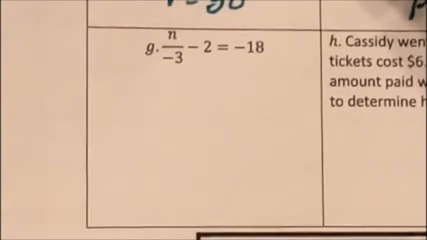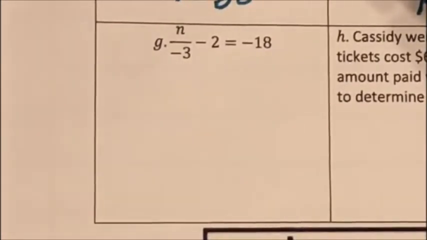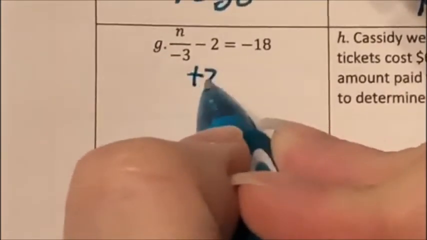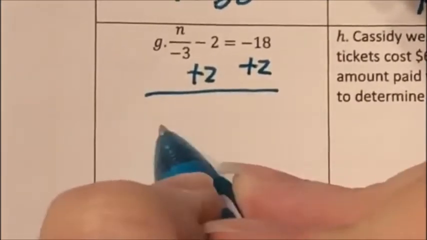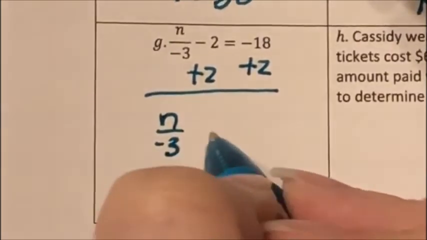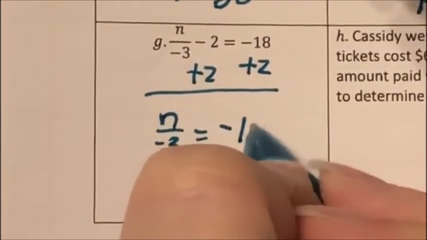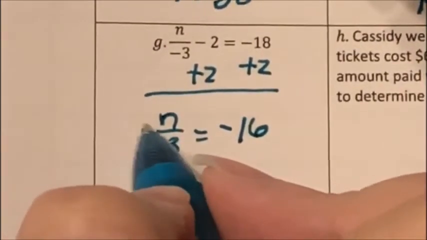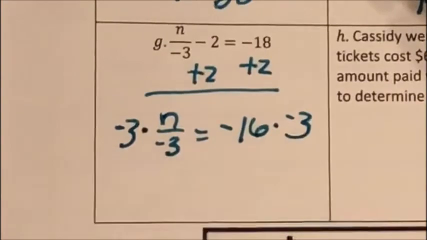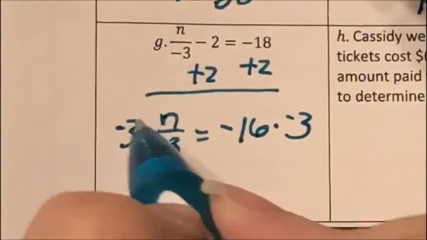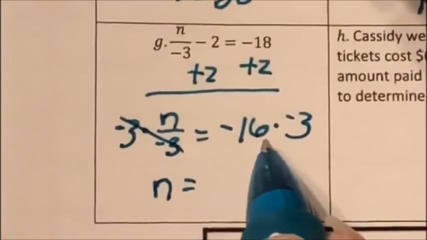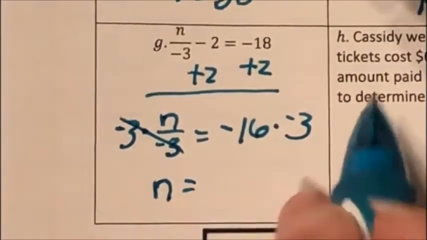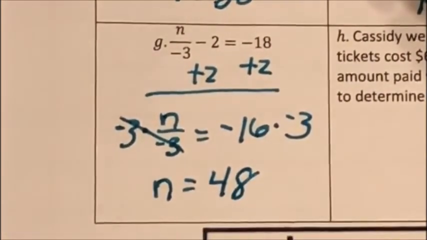Letter G is n divided by negative 3 minus 2 equals negative 18. So I want to add 2 to both sides. So I get n over negative 3 equals negative 16. Okay, this is division, so I want to multiply both sides by negative 3. This cancels. I'm left with n equals negative 16 times negative 3, which gives me a positive 48.